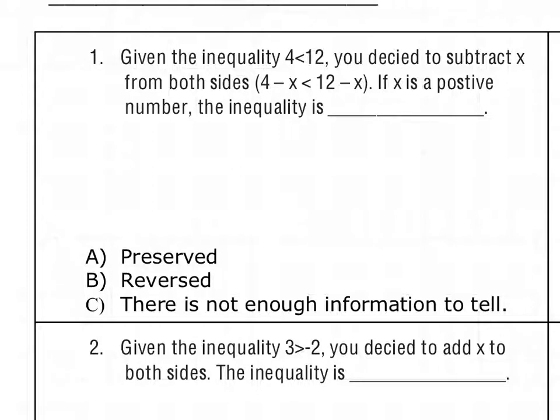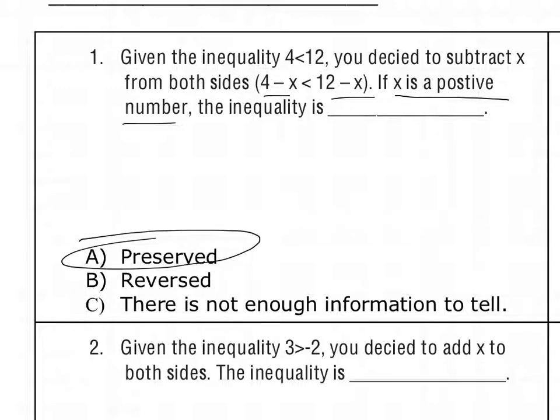So looking at this, and thinking back to the work we did yesterday as we explored this concept, we came up with 3 general rules about whether it was going to be preserved or reversed. If we remember correctly, any additions or subtractions, it didn't matter what the value was, were going to be preserved. So here we're subtracting x from both sides. It doesn't matter what x is. The fact that x is a positive number is actually more information than we need. So we know for this one that it is going to be preserved.